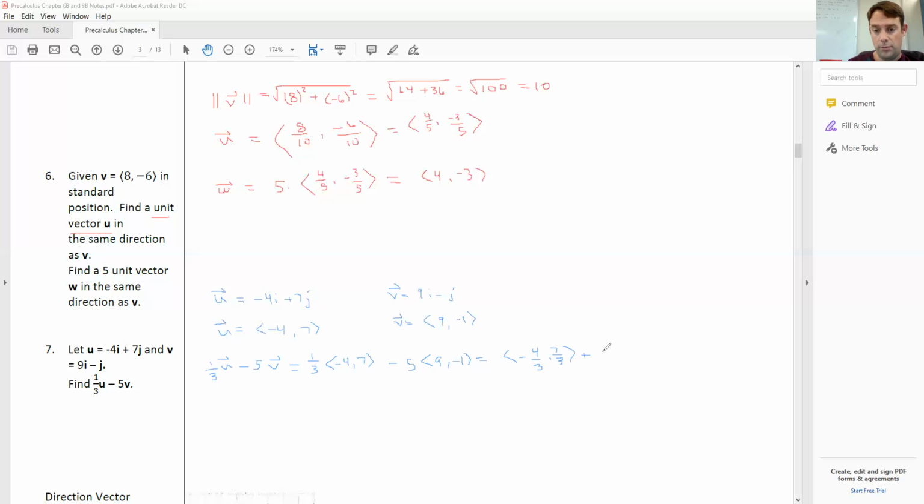plus -45 plus 5. Or positive 5. I mean, I guess we could say plus 5, but probably not appropriate. And when we add them together, friends, we end up with -46 1/3 and 7 1/3.